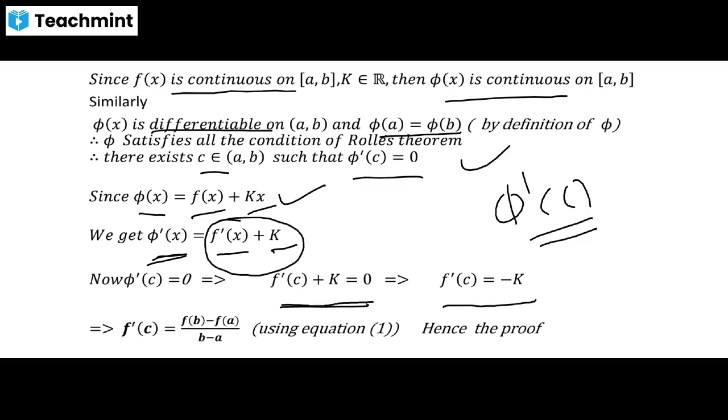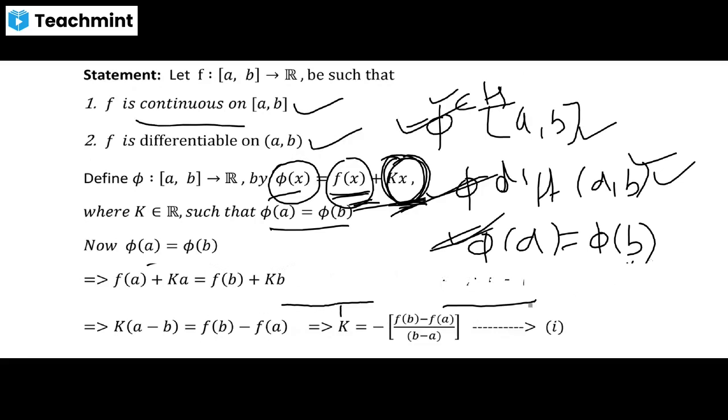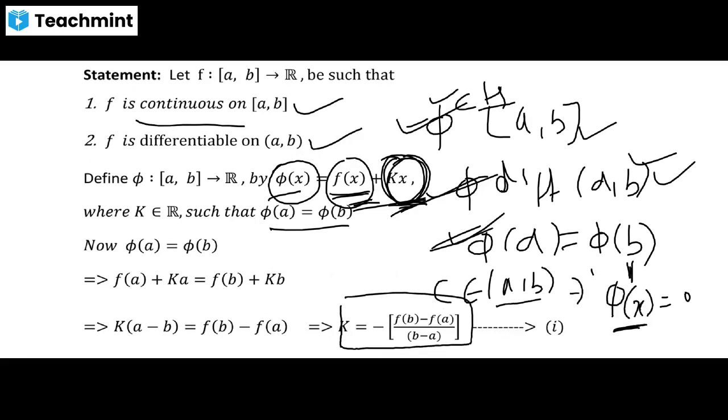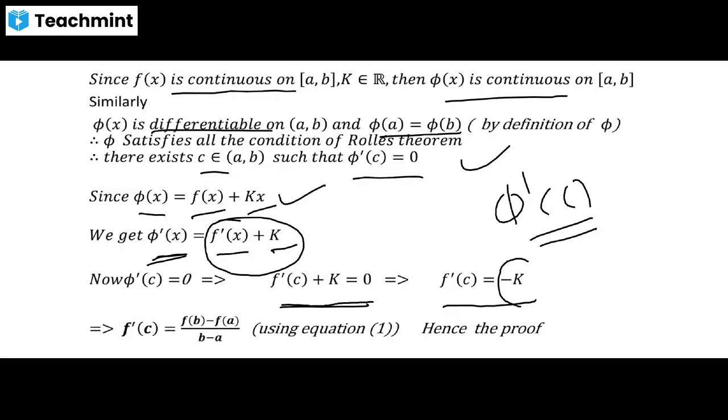What is our k value? See here, this is our k. Substitute this k value here. K is minus, it becomes plus f of b minus f of a divided by b minus a. This completes the proof of Lagrange mean value theorem.